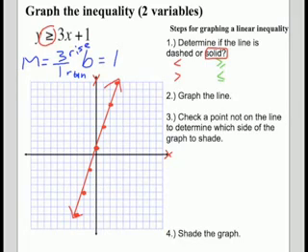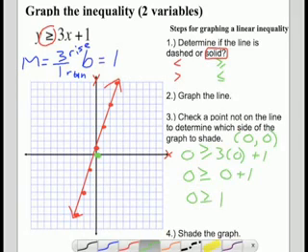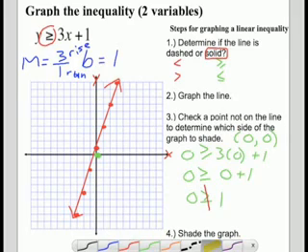For step 3, we have to check a point not on the line to determine which side of the graph to shade. The point that I like to pick is 0, 0. Zeros eliminate stuff very easily for us, so if it's not on the line, always pick the point 0, 0. So now we take the point 0, 0, which is our x and y, and substitute that into the original equation. So y is 0 is greater than or equal to 3 times x is 0 plus 1. 3 times 0 is 0. 0 plus 1 is 1. 0 is greater than or equal to 1. Well, that is not a true statement. So the point 0, 0 is not a solution.